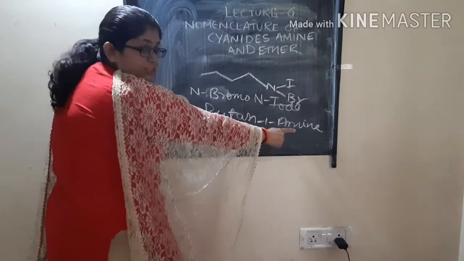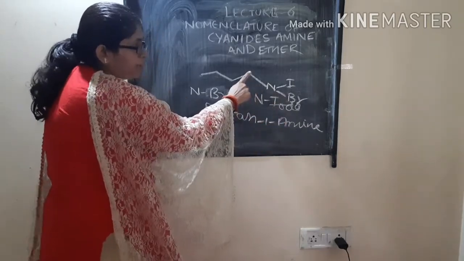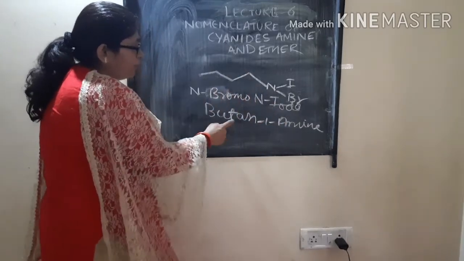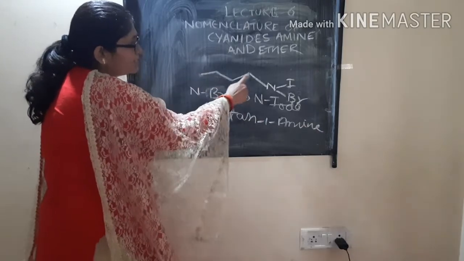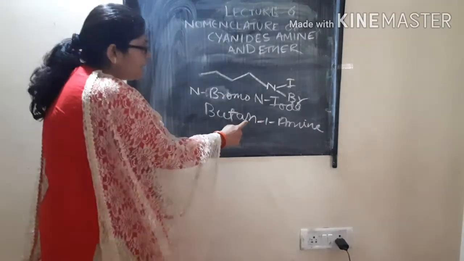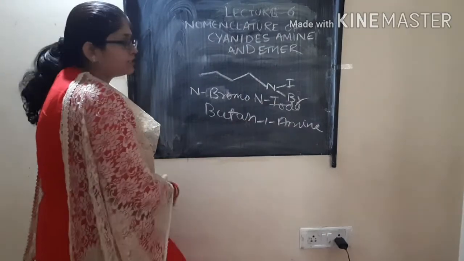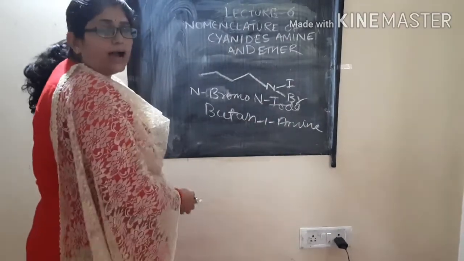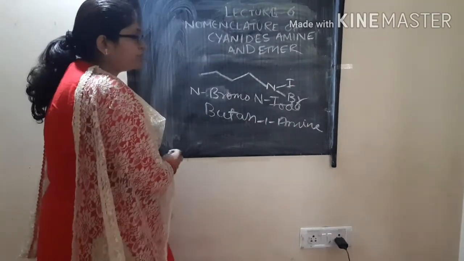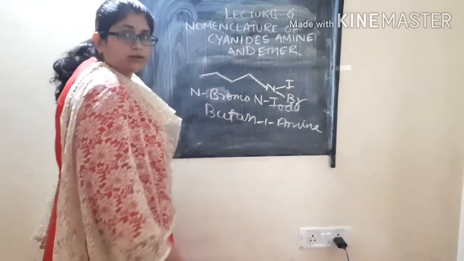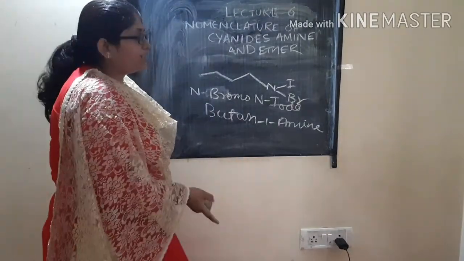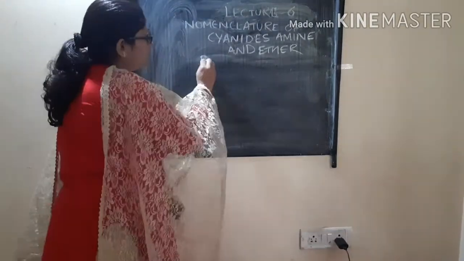At the first position you have the amine group, and how many carbons? 1, 2, 3, 4, but, and the bonding is sigma. So it will be N-bromo-N-iodobutane-1-amine. Understood, students? Now I'll tell you one rule, please note it down. We will go to another rule that is associated with amines.